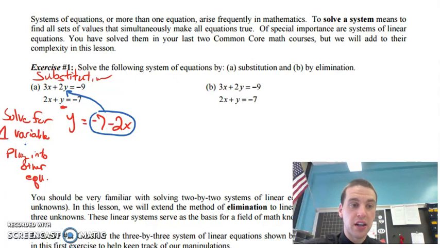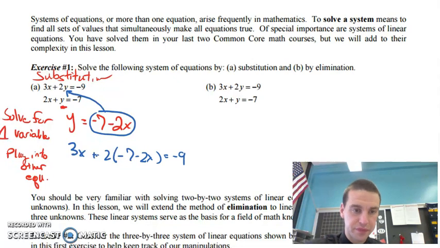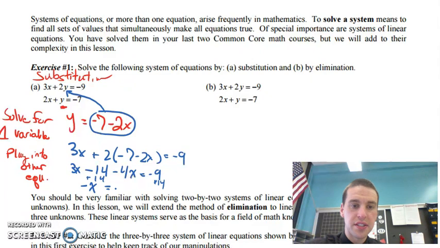And so what I said, I solve for one variable and then I'm going to plug into the other equation, the one that you did not solve for. So I have 3x plus 2 times negative 7 minus 2x equals negative 9. Distribute the 2. You can combine the 3x and negative 4x to make it negative x. I'm going to also add 14 just to save time here to get us 5. And so x is going to equal negative 5.